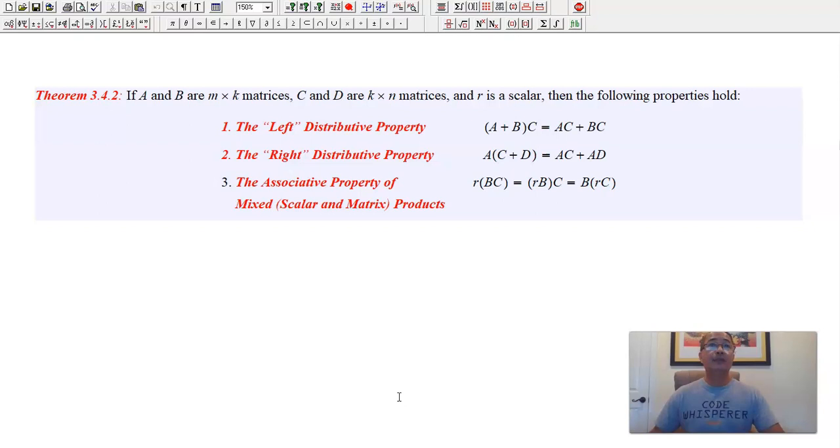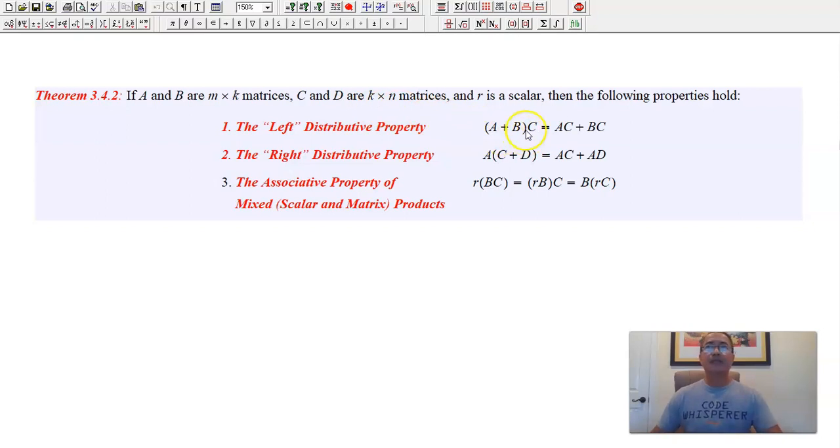We have a left distributive property. We can add A plus B together first, and that will produce another m by k matrix, and then multiply that sum by C. Now we can do that because C is k by n, so it is compatible when multiplied to the right of an m by k matrix. So remember, the number of columns of the matrix on the left has to be exactly the same as the number of rows of the matrix on the right.